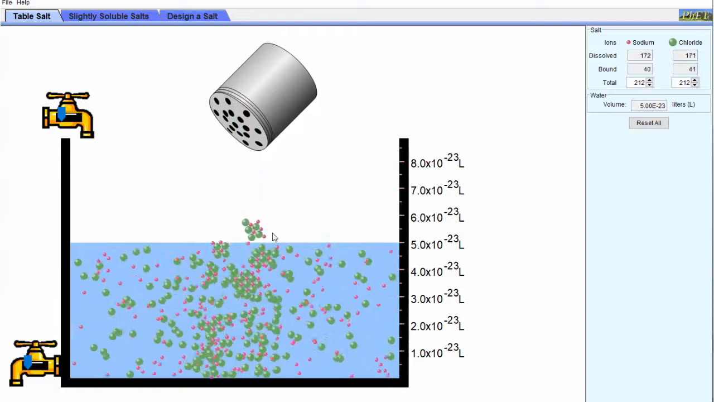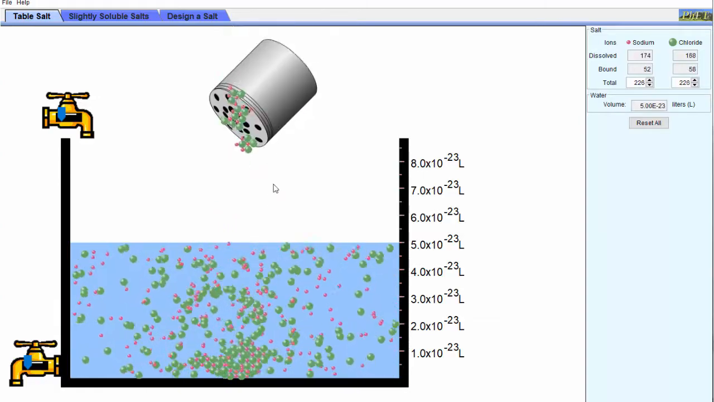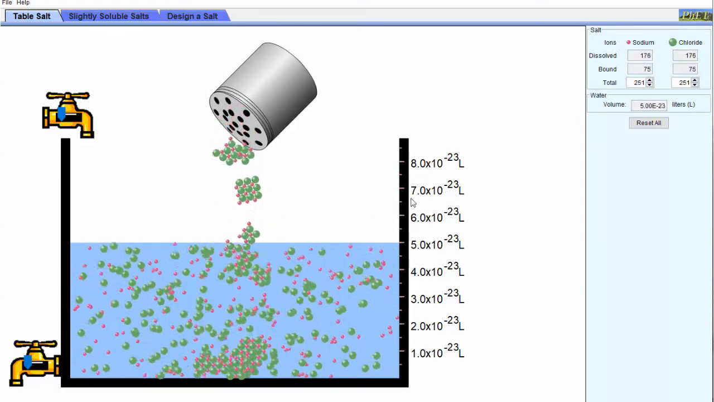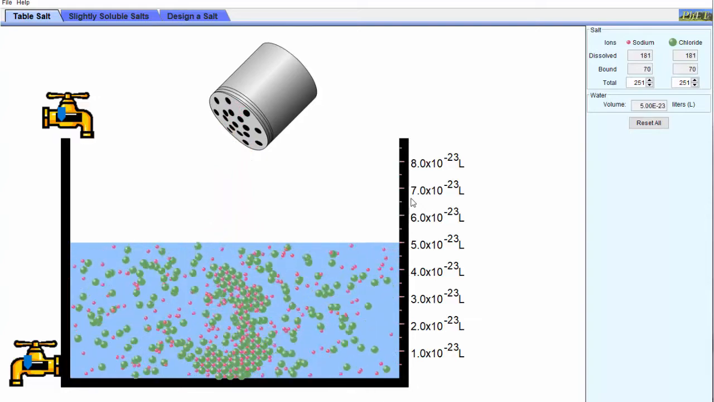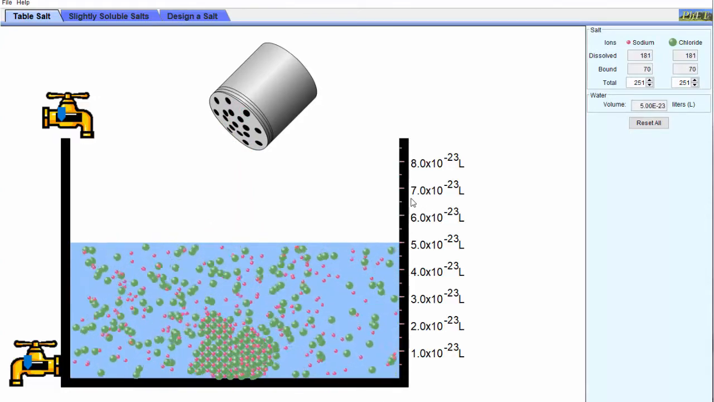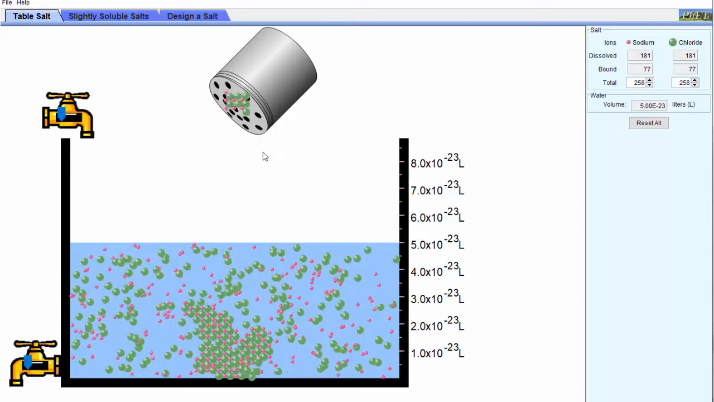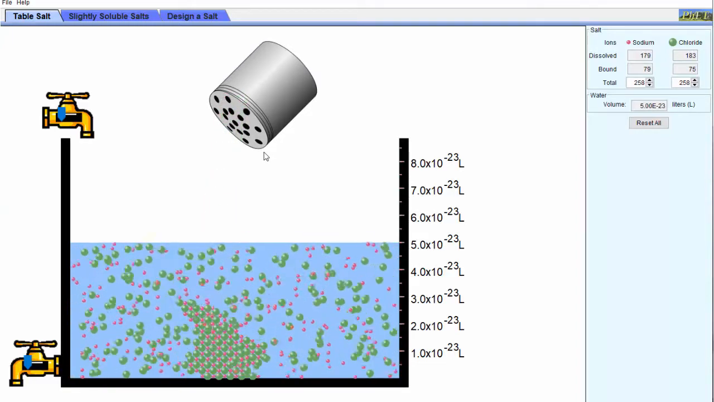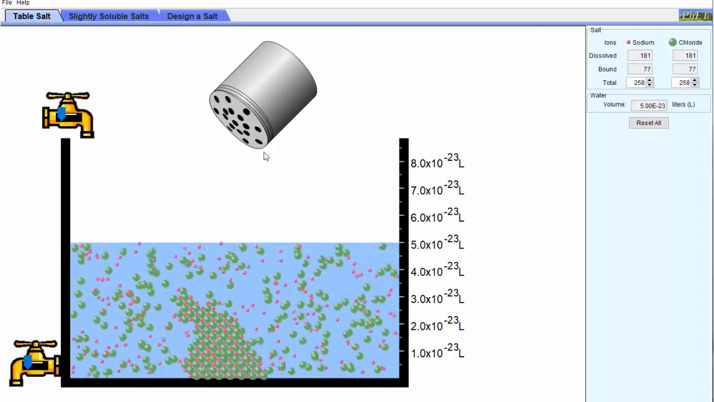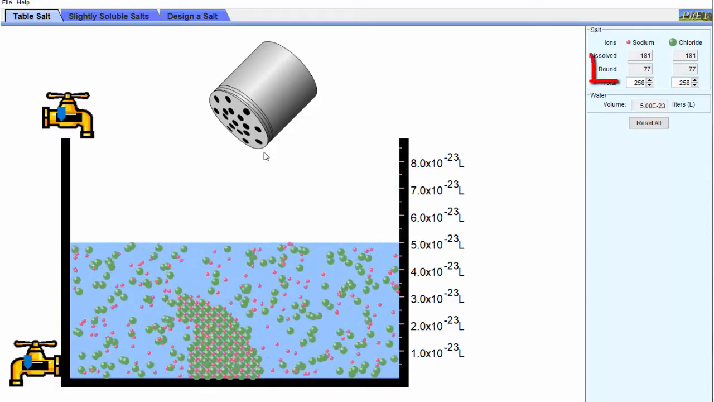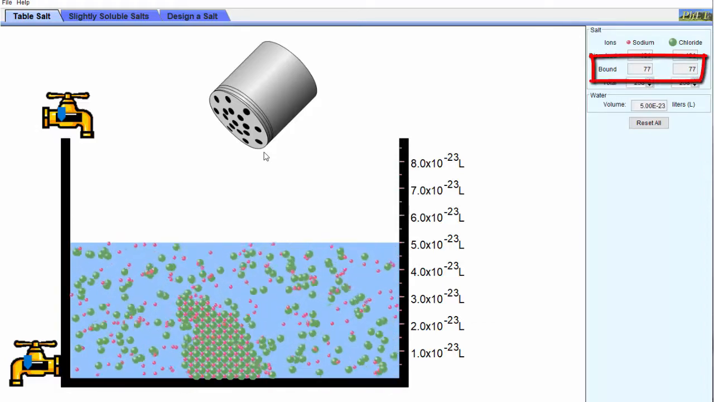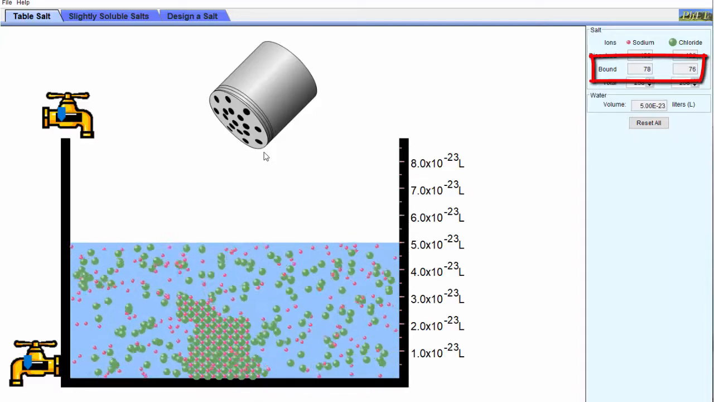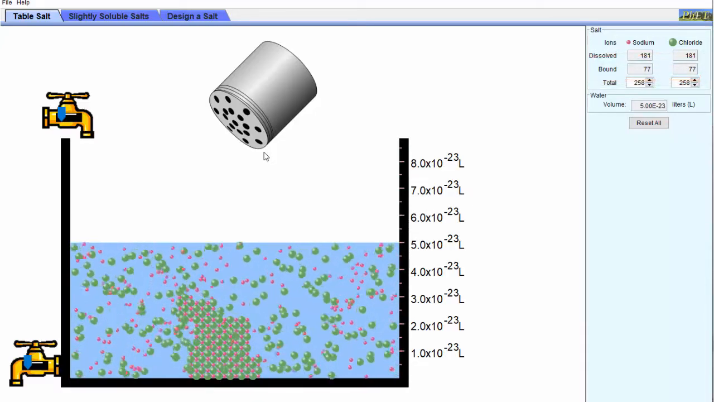However, at some point we've added so much salt that the water has become saturated with salt. This means that the aqueous salt solution has reached a maximum concentration of sodium chloride and no more can dissolve. This can be observed by the fact that when you add more crystals, they don't dissolve, and also by noticing that the number of bound ions, that's the ones stuck in solid form in the crystals, no longer changes.